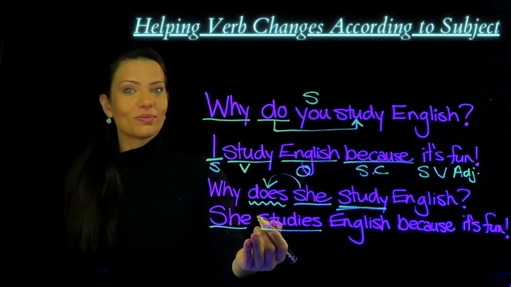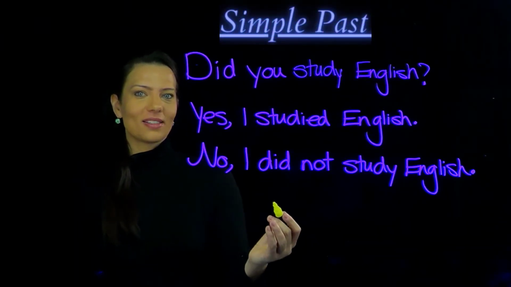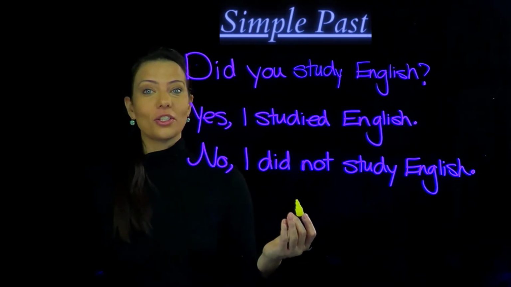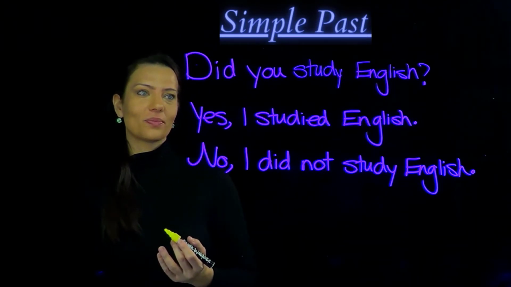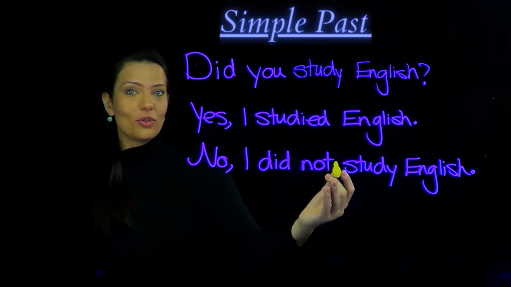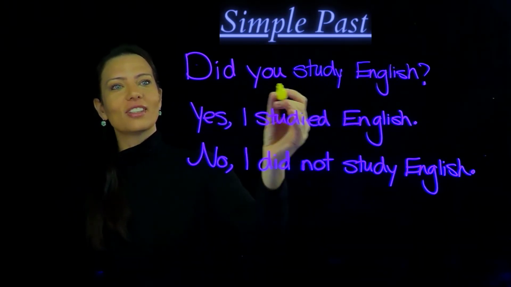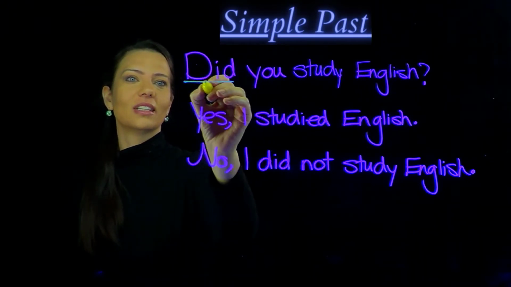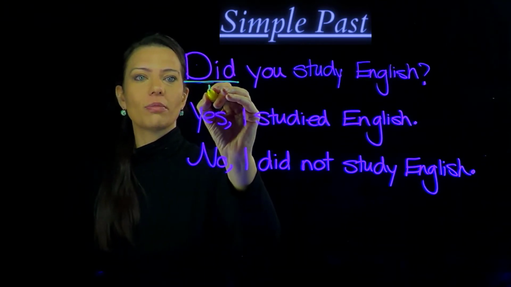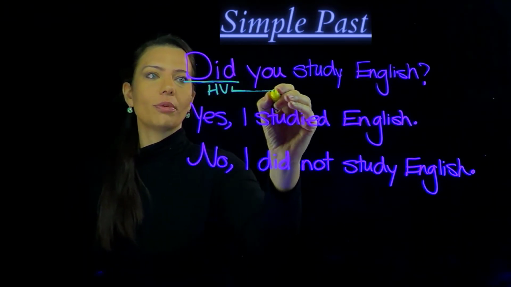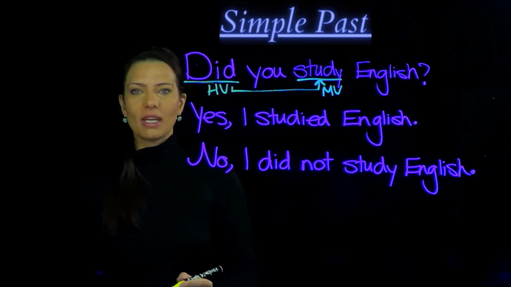Now let's take a look at yes/no questions in the simple past. So remember, the simple past is used for completed actions that happened at a specific time in the past. The simple past yes/no question follows this structure. So we have did. This is the verb do in the simple past. This is the helping verb. I'm going to call it the HV. And this helping verb is helping out the main verb. We'll call that the MV, the main verb study.